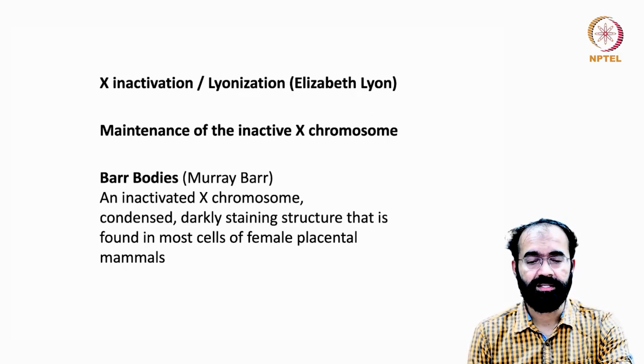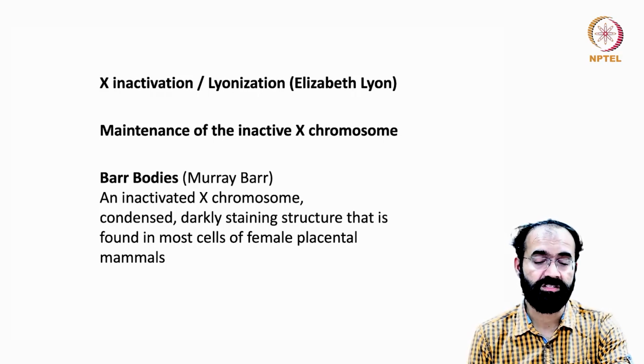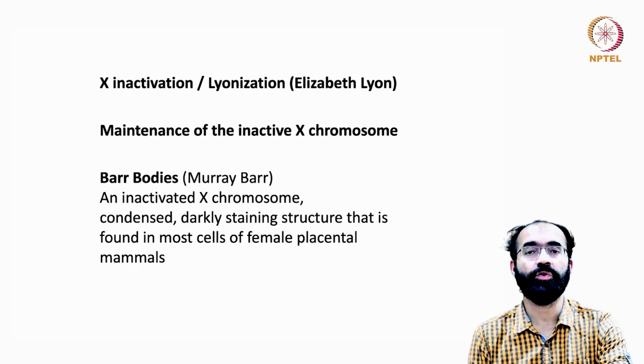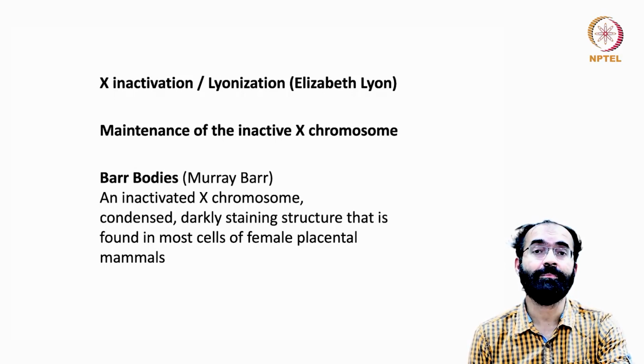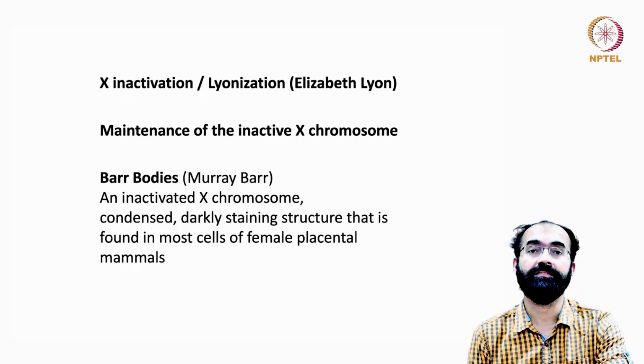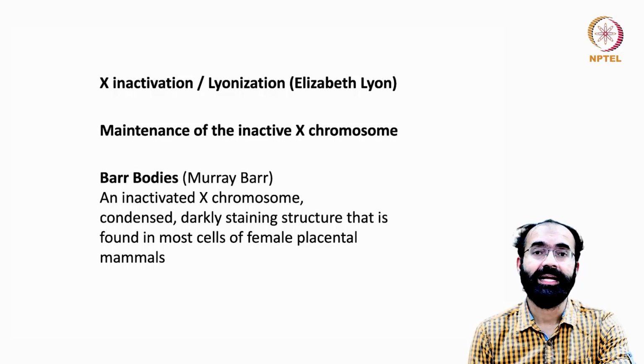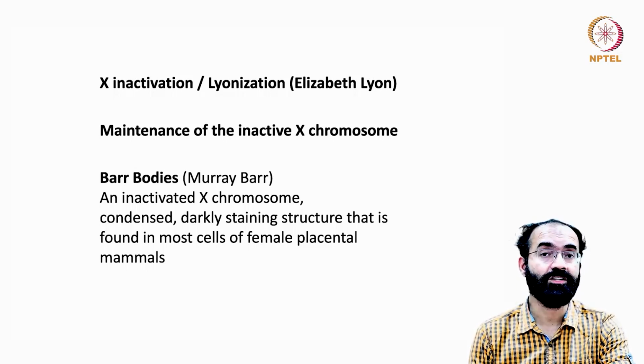X-inactivation is also called lyonization after the scientist Mary Lyon who discovered it. So it is meant for the maintenance of the inactive X chromosome. It has to not only cause the inactivation of the X chromosome, but you have to maintain it also. It is just like you made a 10-storied building, but there is no maintenance. What will happen? After a couple of years, or at least 10 years, it will become like a forest. Nobody can live there. Inactivation is also like that. If inactivation is triggered, it has to be maintained also. That is not an easy task.